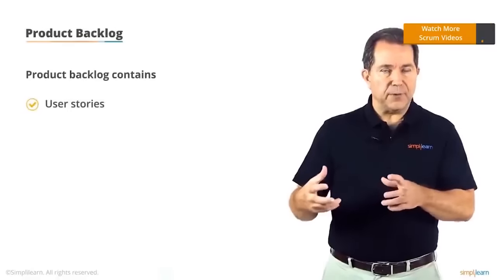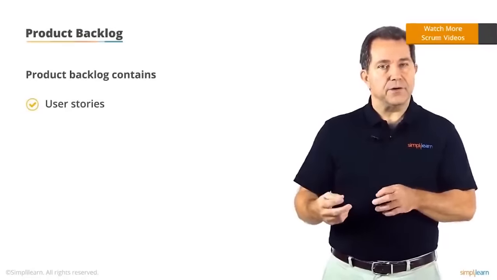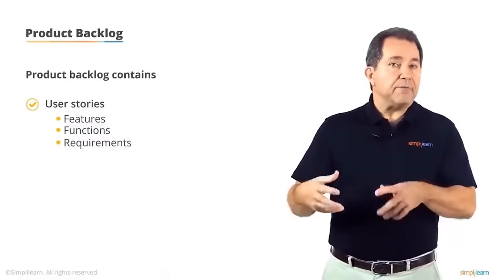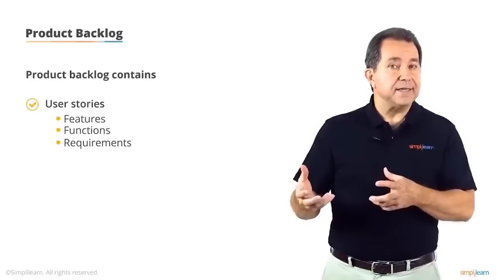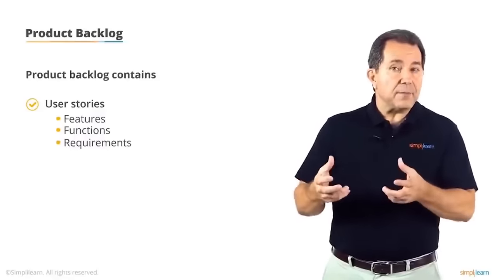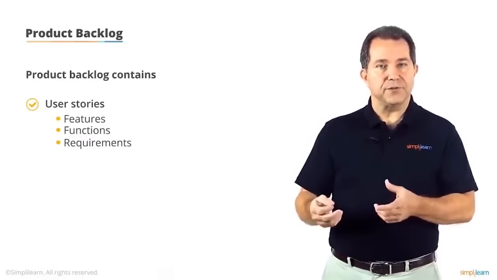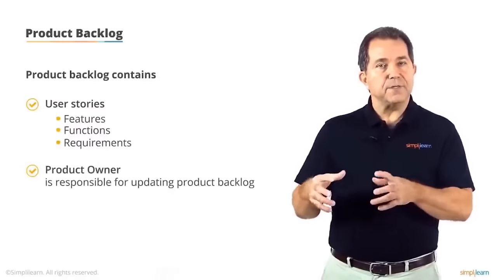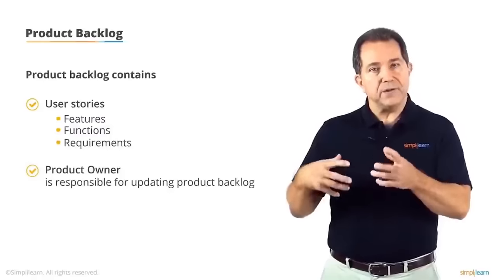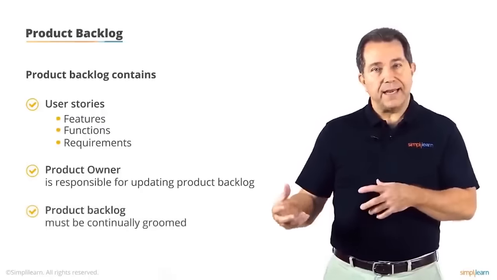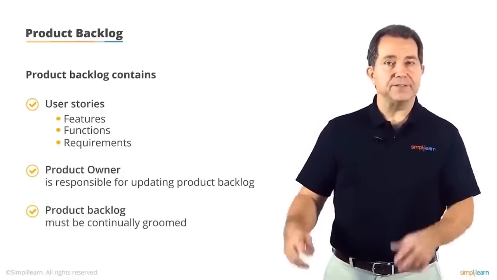As we said, the product backlog contains the user stories for the entire project, and it is the responsibility of the product owner. User stories are features, functions, or requirements that deliver value to the customer. However, the product backlog will also have to contain technical or non-functional user stories necessary for the system to work properly. The product backlog may also include risk or defect-related user stories. The product owner is responsible for keeping the product backlog current and up to date. This is accomplished by pruning the backlog, which is prioritizing and reprioritizing. The product backlog must also be continually groomed. This is the process of adding and removing user stories based on the needs and desires of the customer.